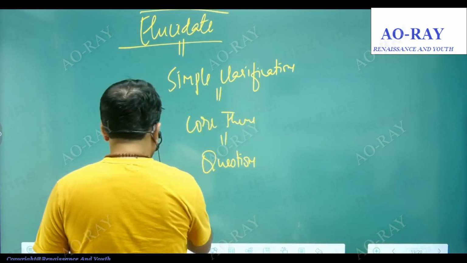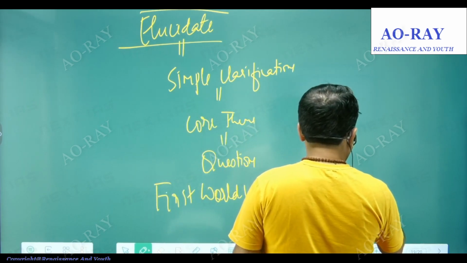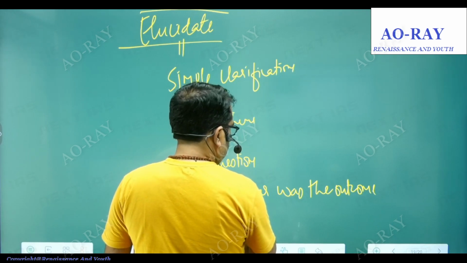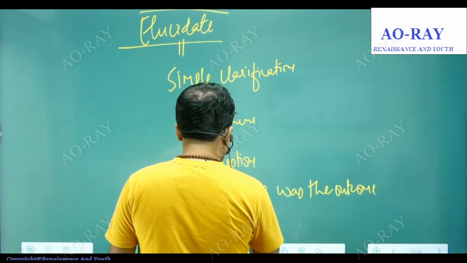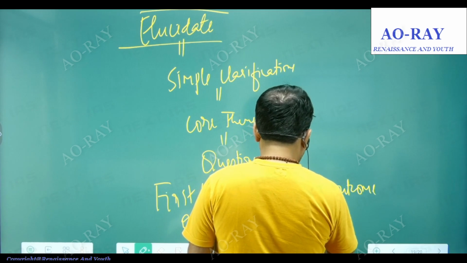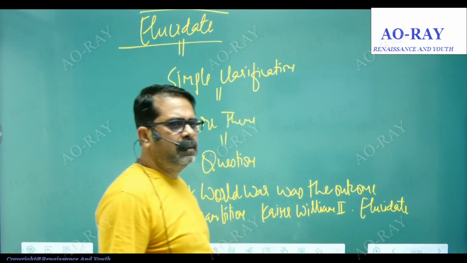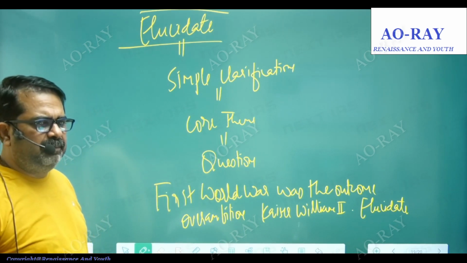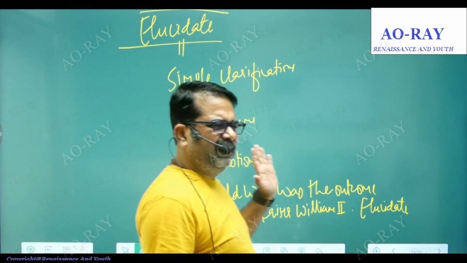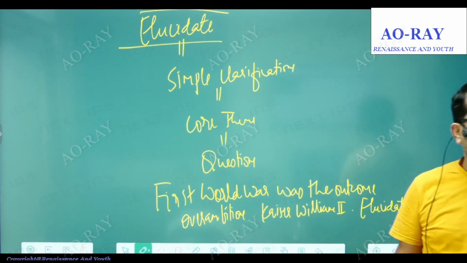Second, the First World War was the outcome of the over ambition of Kaiser William II. Elucidate. I will not elucidate in a complicated way. Simple clarification, simple. If a layman reads your answer, he should also understand. Elucidate, simple clarification.